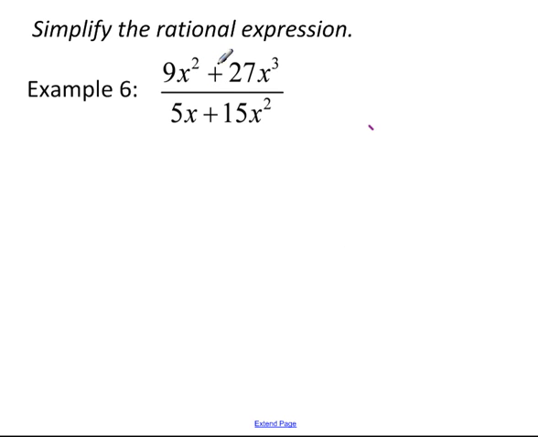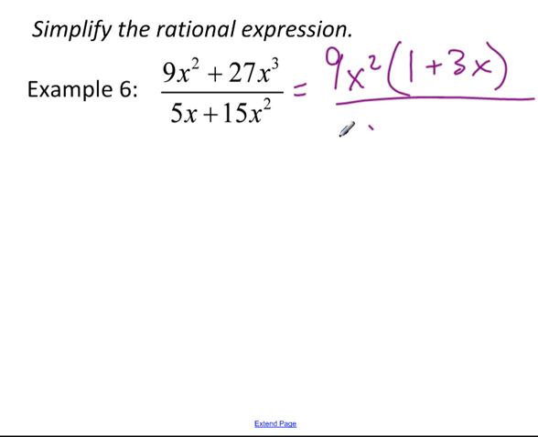So 9x squared here and 27x cubed. First thought should be 9 goes into 27, so I'm going to take out a 9. They both got x's, and I'm going to go with the smaller power, so that's x squared. Multiply that now. 9x squared times what is this? Well, that's just going to be 1 plus, and here we need a 3x. 9x squared times 3x makes that. What do they have in common on the bottom? A 5 and an x. And that's also going to be 1 plus 3x.